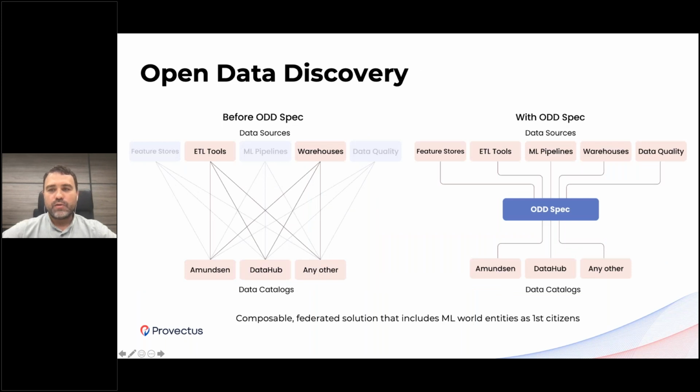Here is an illustration of before and after the Open Data Discovery specification, showing how it closes the gaps in the existing data discovery processes. Before, machine learning pipelines, feature stores, and data quality entities were absent from data discovery solutions. Open Data Discovery brings them in through the specification, closing these crucial gaps. In the Open Data Discovery system, we treat machine learning entities as first-class citizens. They are a type of data consumers or data transformers.